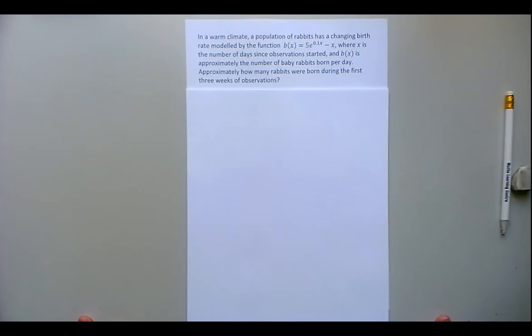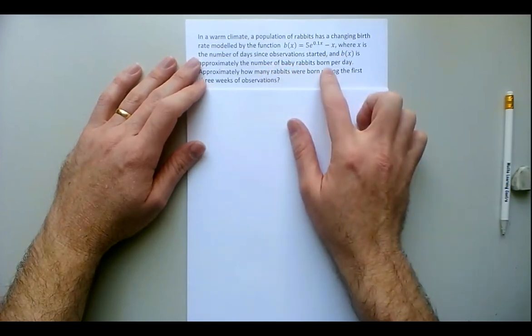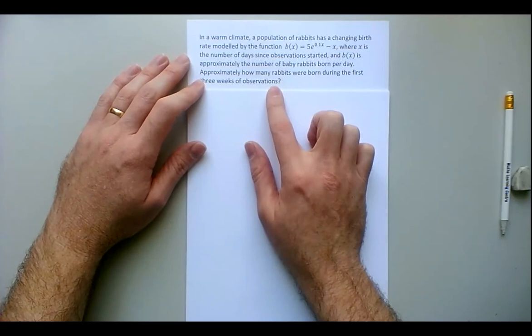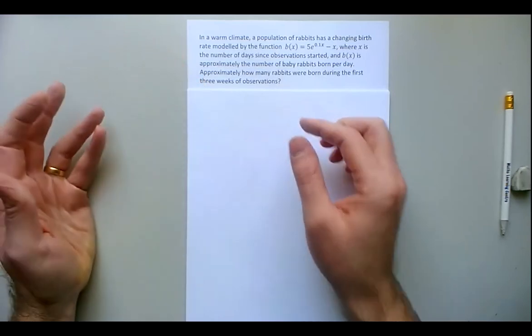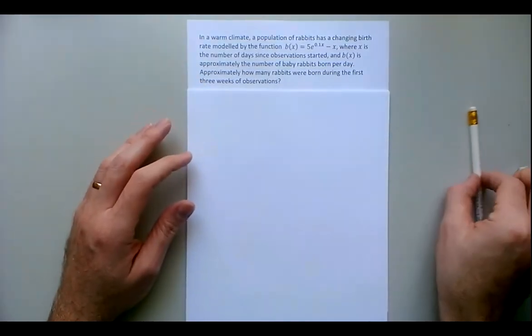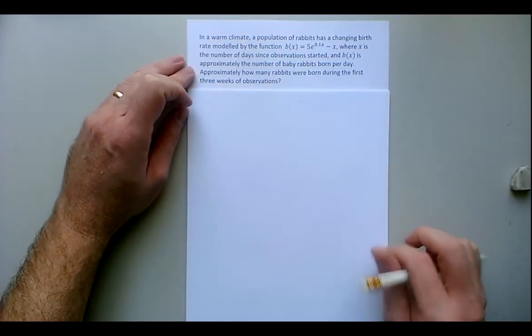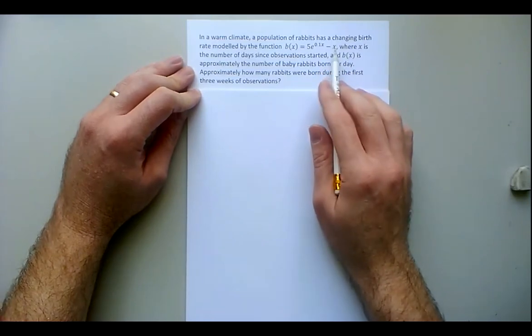Wow, there's a lot to take in there. Okay, but what I can get is that there is a rate here of rabbits born per day, which has a formula, and we want a total number of rabbits born over time. And I know that if I integrate a rate, it should give me an amount, the amount that it changes by. So the change in the number of rabbits should be the integral of the rate of change.